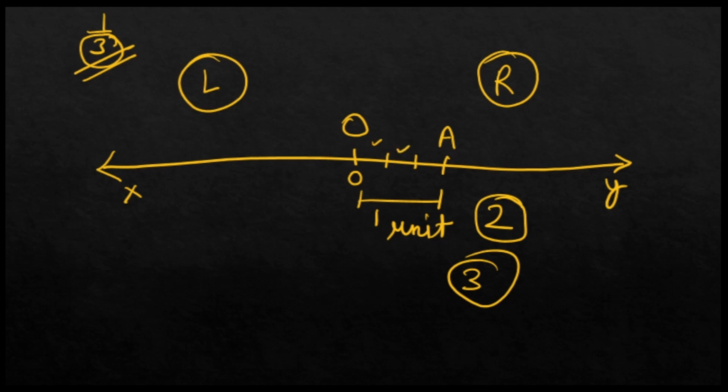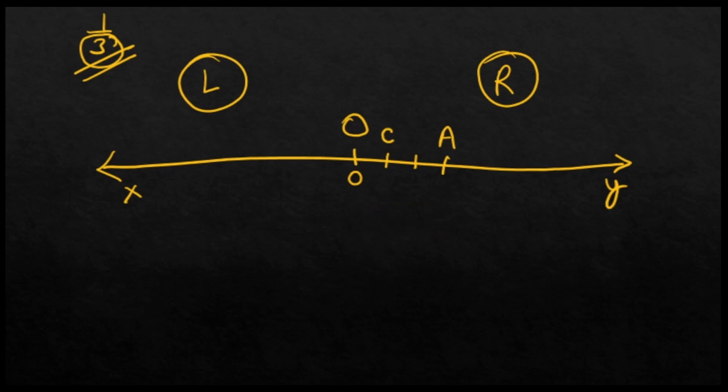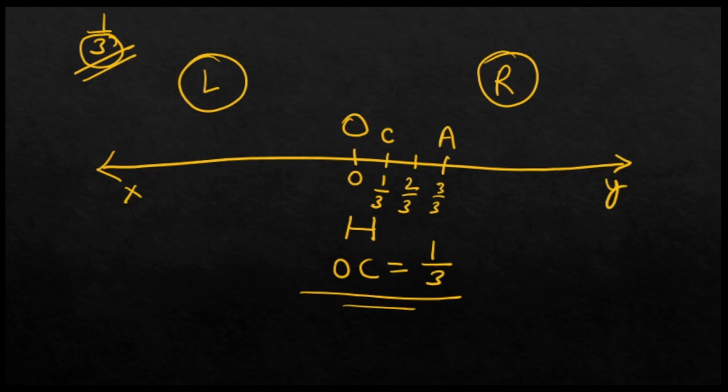We got 3 parts here. Let's name the first point as C. If this is our 1, this will be our 1 by 3, 2 by 3, and this is our 3 by 3. Now set off equal distances of the same unit equal to OC, that is 1 by 3. So we will draw some points at distances equal to OC.